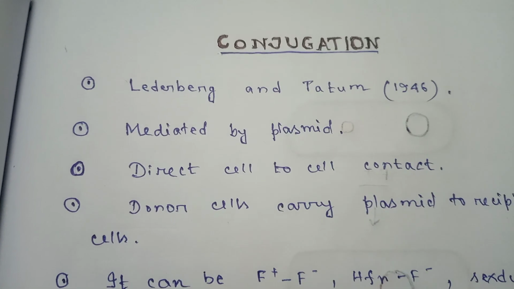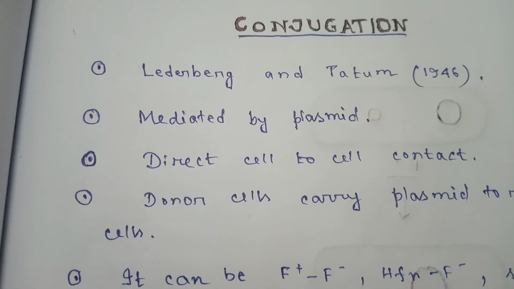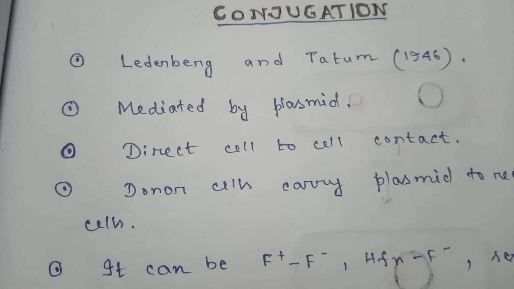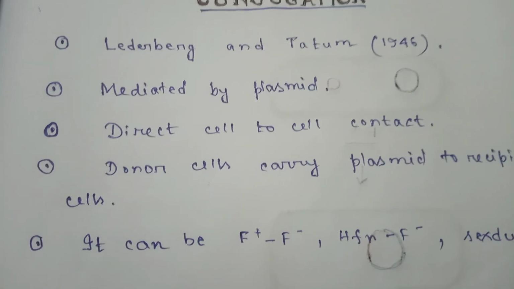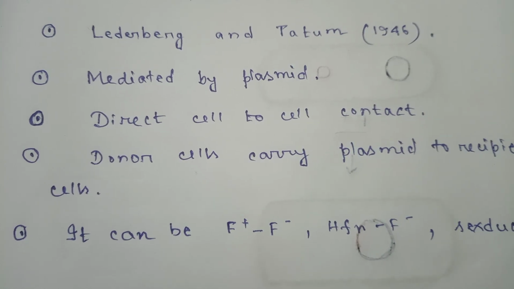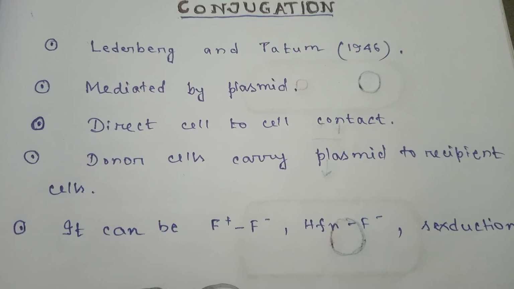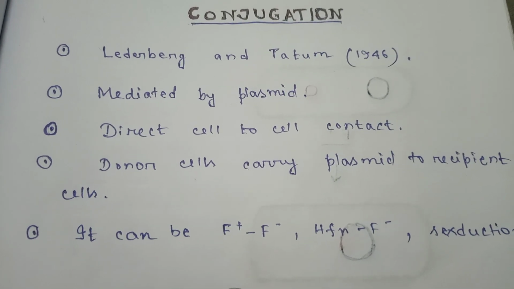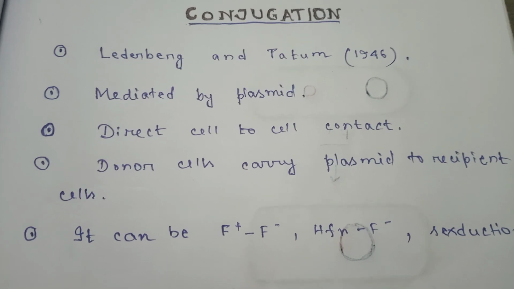Now it's mediated by a plasmid. A plasmid is a circular piece of DNA that can replicate independently from its cell's main chromosome, right? And it involves direct cell to cell contact. The main thing is the donor cell will give the F factor, or F plasmid, to the recipient cell, and the recipient cell will become F plus too.